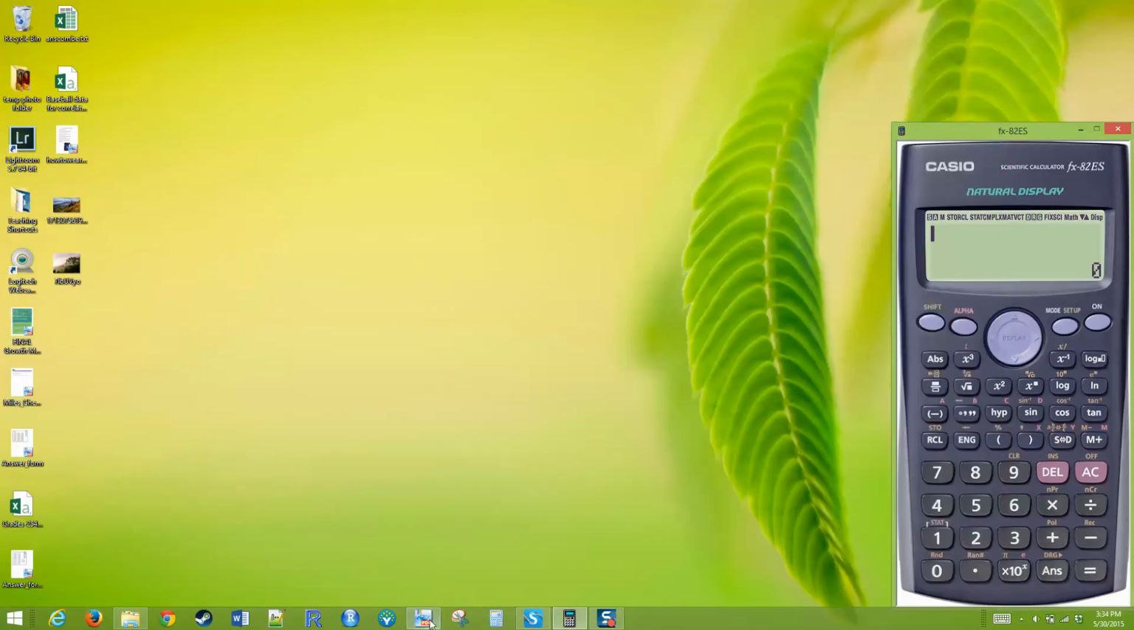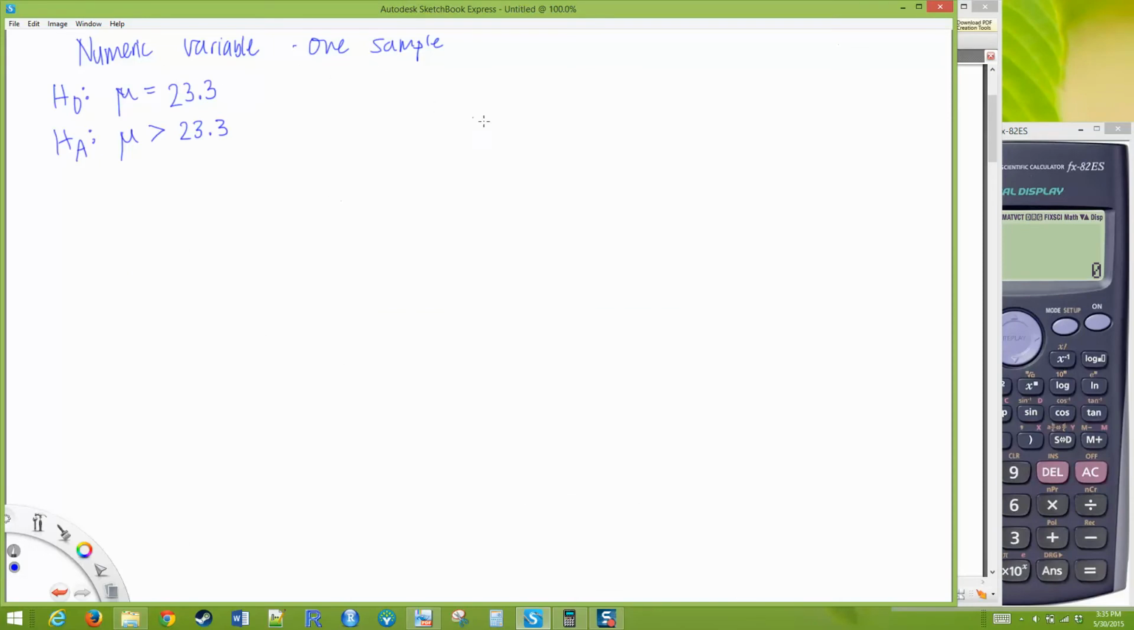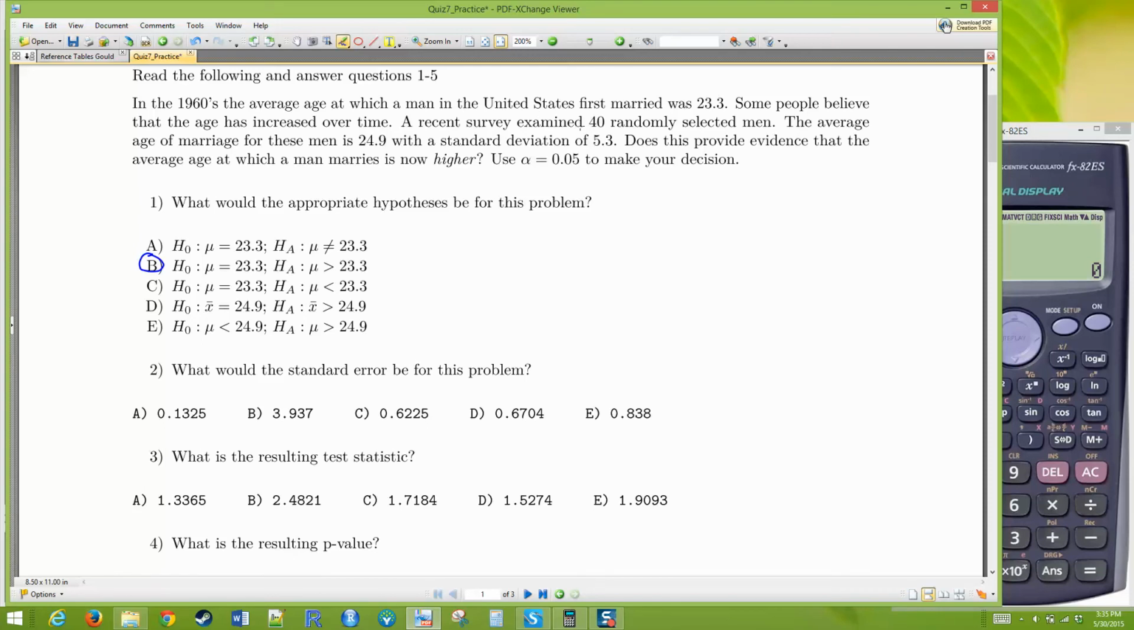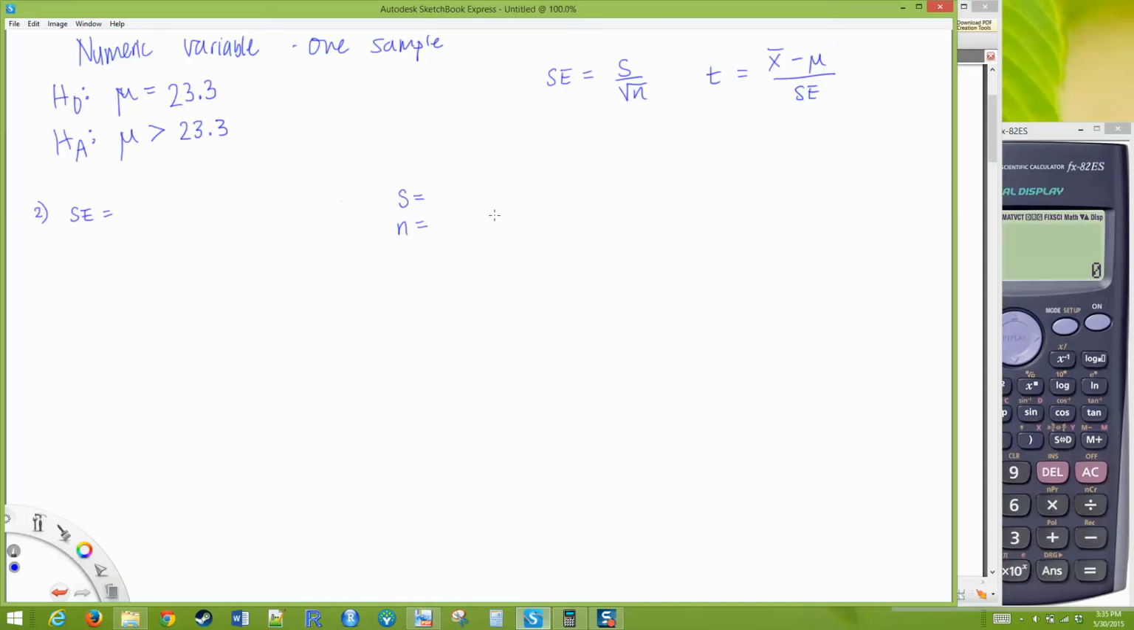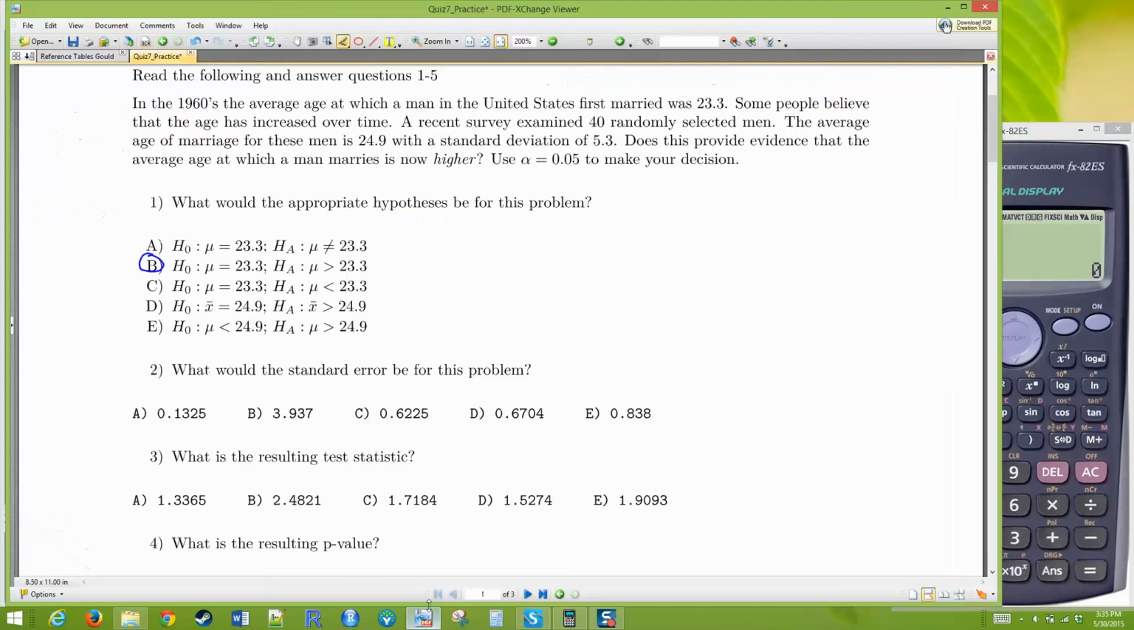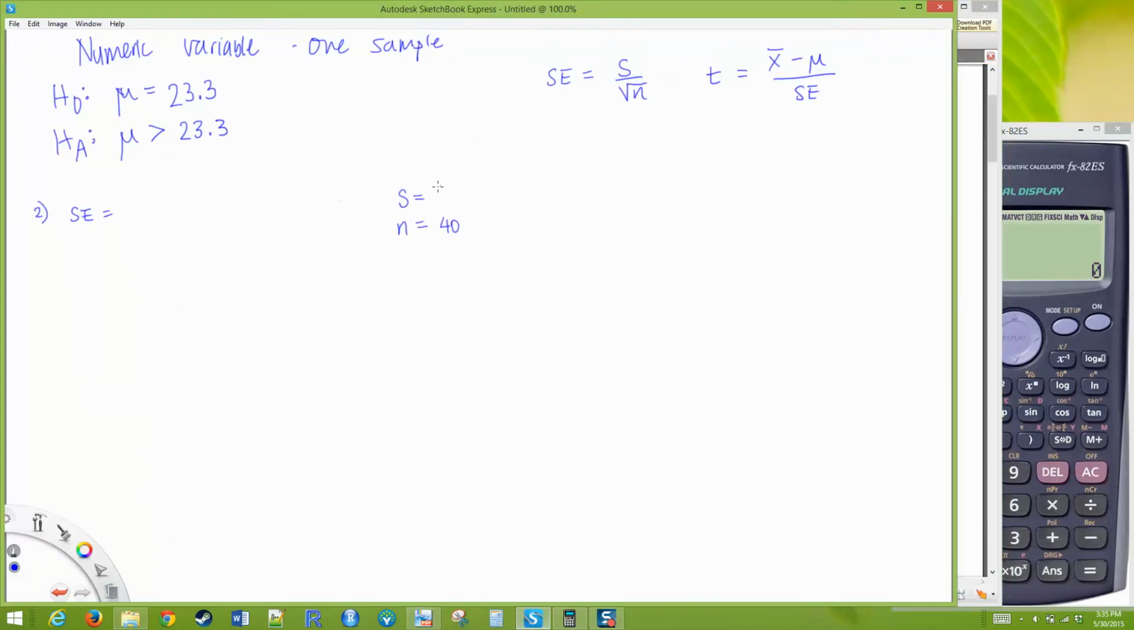Now that we know it is one sample numeric variables, we can also establish the formulas for standard error, which is s over the square root of n, and the test statistic t, which is going to be x bar minus mu over the standard error. So the second problem is asking, what is the standard error? Let's go through the problem and figure out what s is and what n is. So s is the standard deviation of our sample, and n is the size of our sample. As we read, we've selected 40 randomly selected men, so our n is 40. The standard deviation of our sample is 5.3, so our s is 5.3.